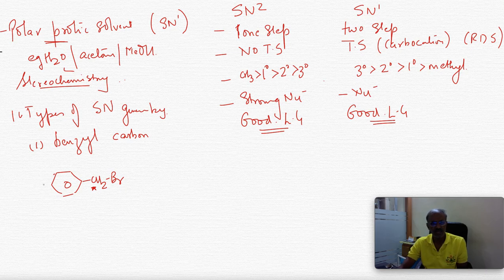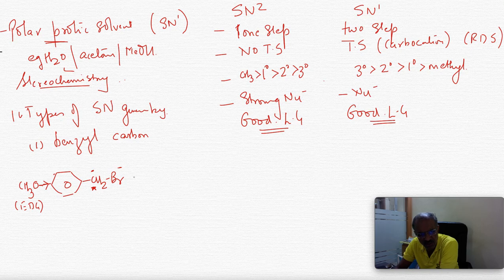Suppose there is an electron donating group like OCH3 attached. The electron donating group will donate electrons towards it, then a partial negative charge will come out here. And this is already negatively charged, so obviously there will be a repulsion. So there will be easy formation of a carbocation.